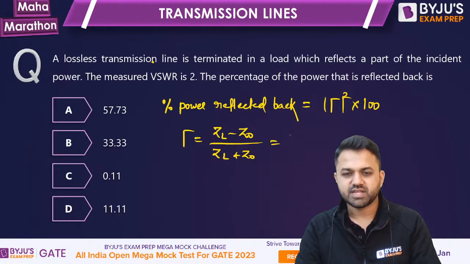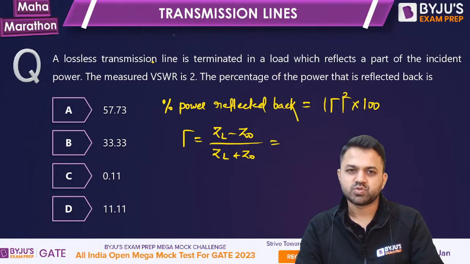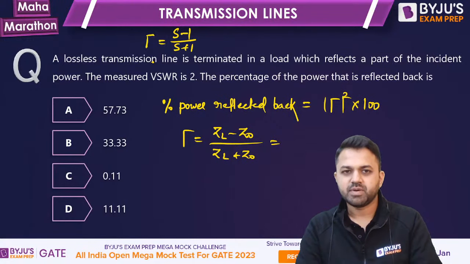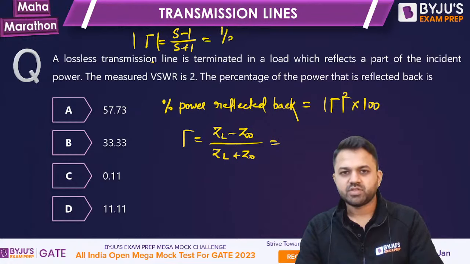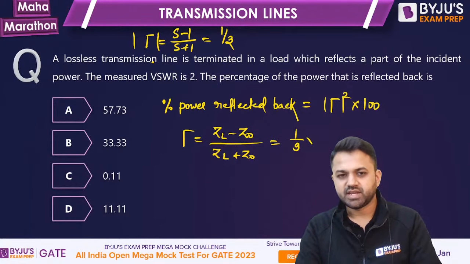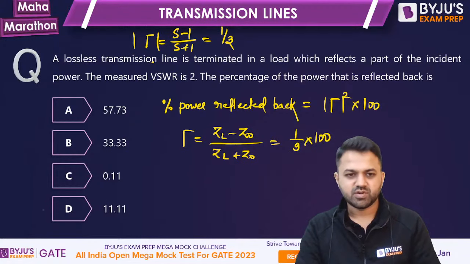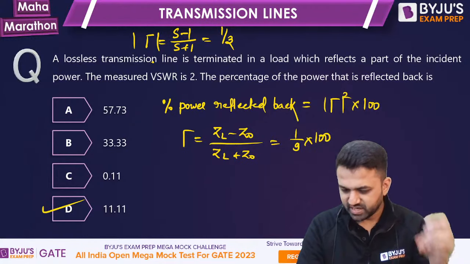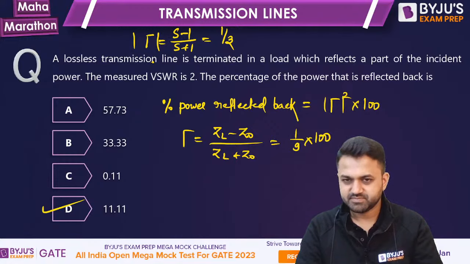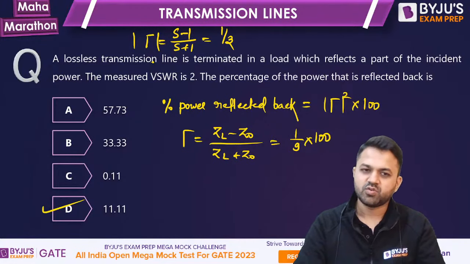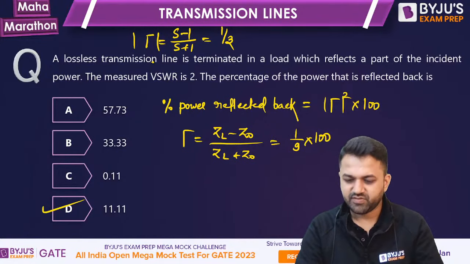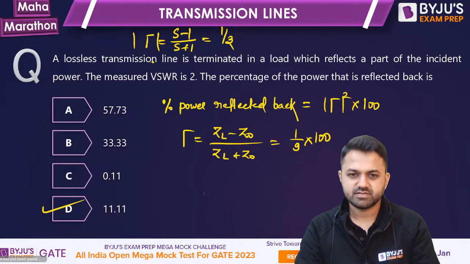So here, VSWR is 2. So this is S minus 1 upon S plus 1, which is your gamma, mod gamma in fact. So mod gamma will be 1 upon 3. So this is 1 upon 9 into 100. So this is your 11.11. We want to calculate in percentage, so 11.11 will be the right answer.